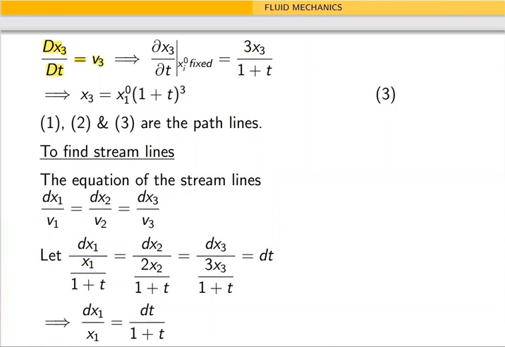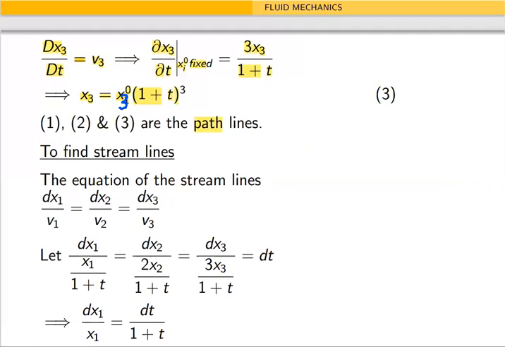Similarly, take the third component, dx3 by dt equal to v3. Same, dou x3 by dou t with xi naught fixed equal to v3, which is 3x3 by 1 plus t. Separating the variables, integrating, and finding the constant using the initial conditions, we get x3 equal to x3 naught into 1 plus t whole cube. So equations 1, 2, 3 are the path lines. They represent the path lines.